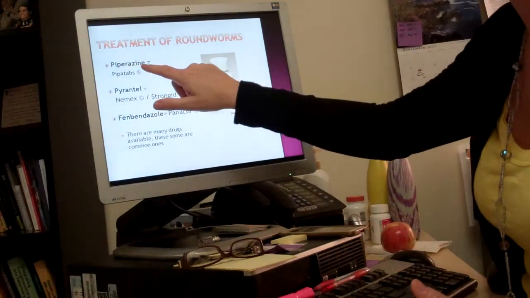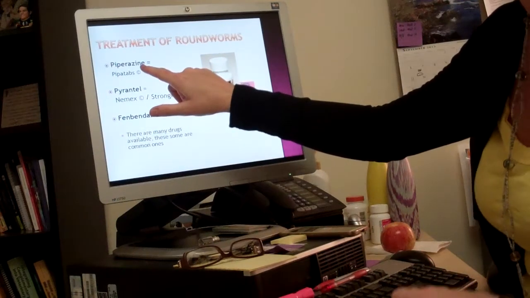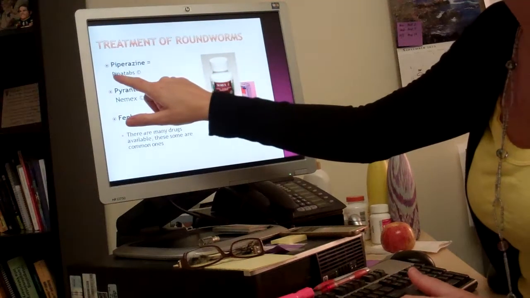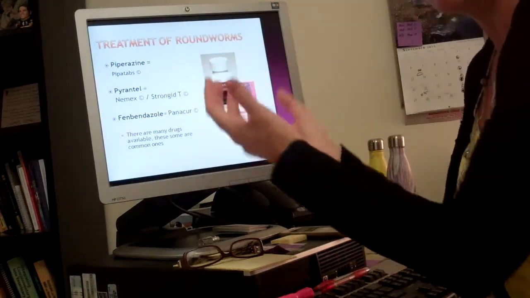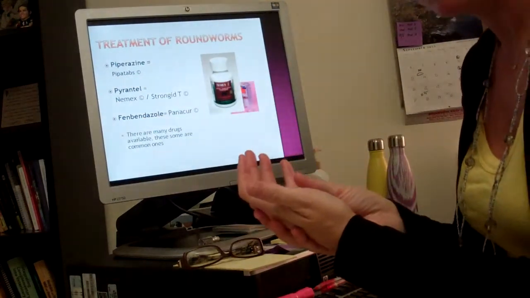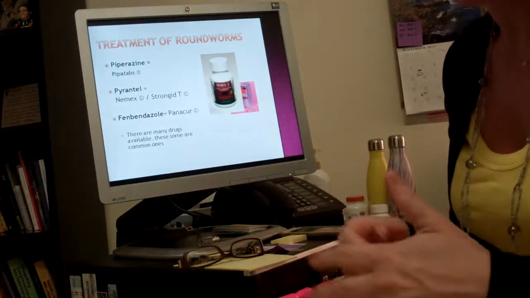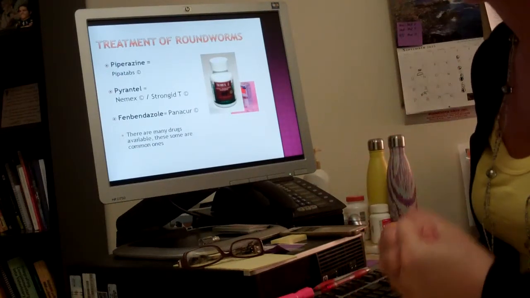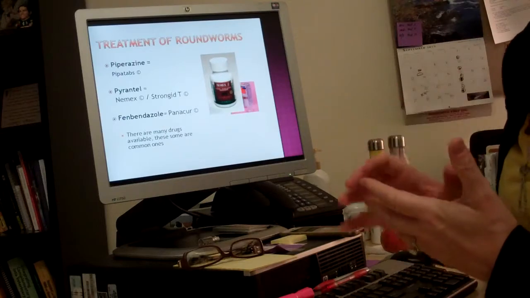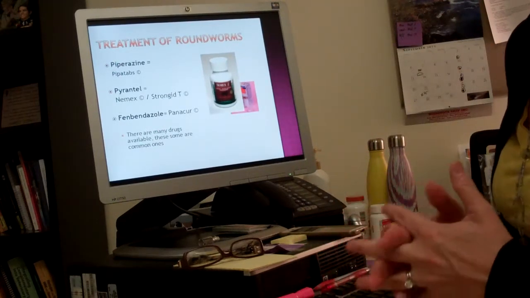Piperazine is one dewormer that can kill roundworms. A common trade name is Pipa-Tabs. And when you look at the bottle of piperazine or Pipa-Tabs, you will read that it is very safe and effective. It only kills adult roundworms, but it only kills roundworms. Only. So if you have an animal that has roundworms, great. Pipa-Tabs will work, or piperazine will work.